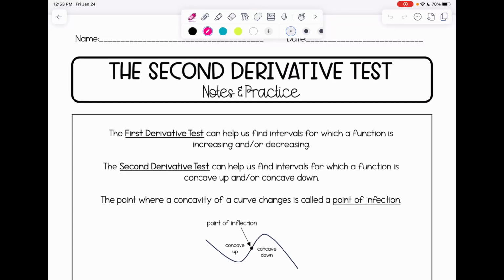In this lesson, we'll be learning all about the second derivative test. So in a previous video, we've talked about the first derivative test. That can help us find intervals for which a function is increasing or decreasing. The second derivative test, however, can help us find intervals for which a function is concave up or concave down.